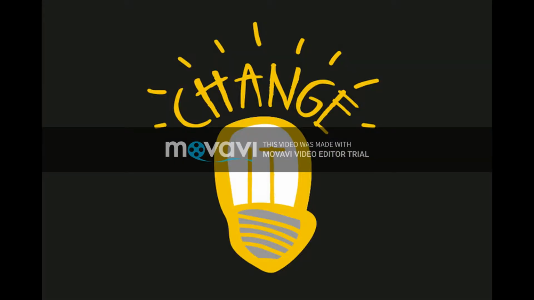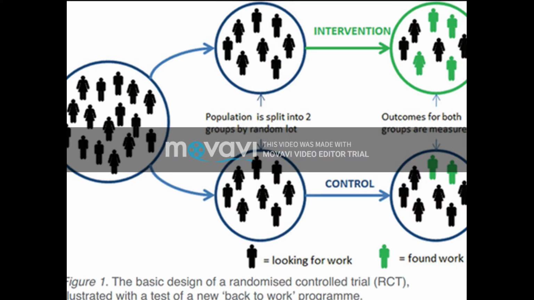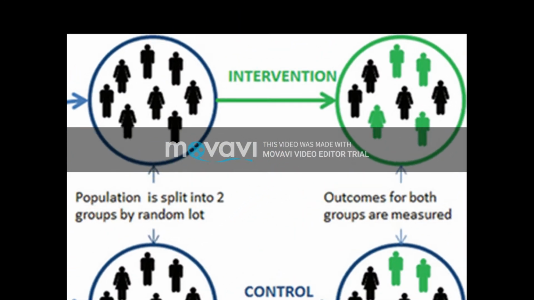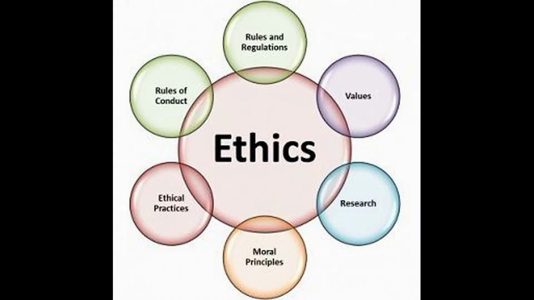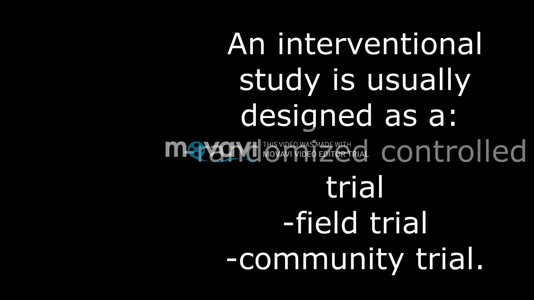Experimental epidemiology attempts to change a variable in one or more groups of people. The effects of intervention are measured by comparing the outcome in the experimental group with that in a control group.